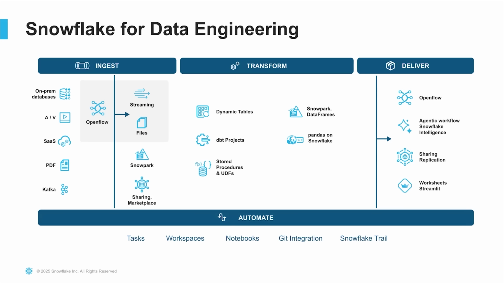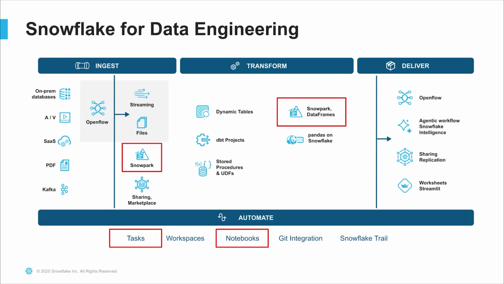This entire data engineering workflow can be automated in a more streamlined manner. We have Git integration, notebooks and workspaces to work with your data, integrated development environments, tasks to periodically schedule them, and also Snowflake Trail for logging and observability. This is a quick snapshot of what data engineering looks like in Snowflake. The focus of today's lab is going to be about using tasks and notebooks to write and schedule your data pipelines. And we will use Snowpark DataFrames for transformation and for ingestion as well.